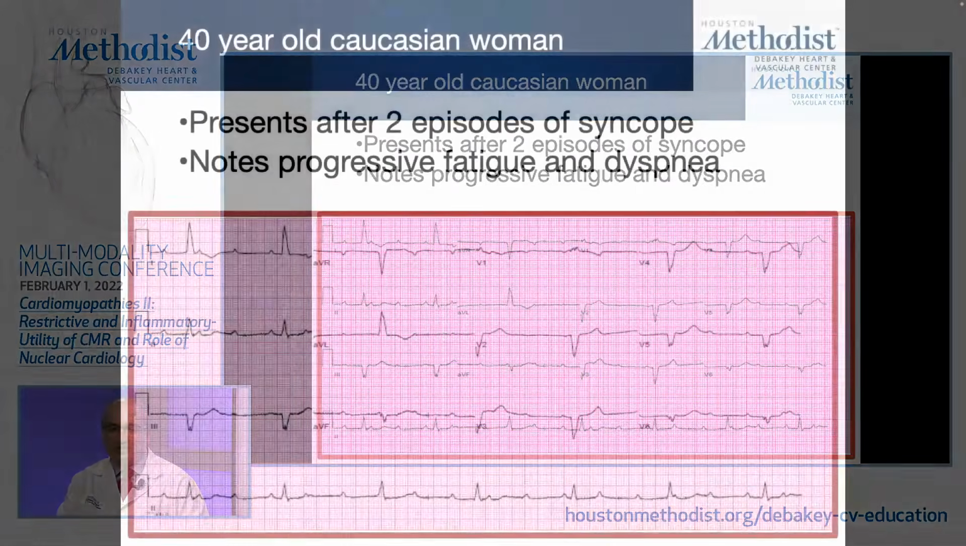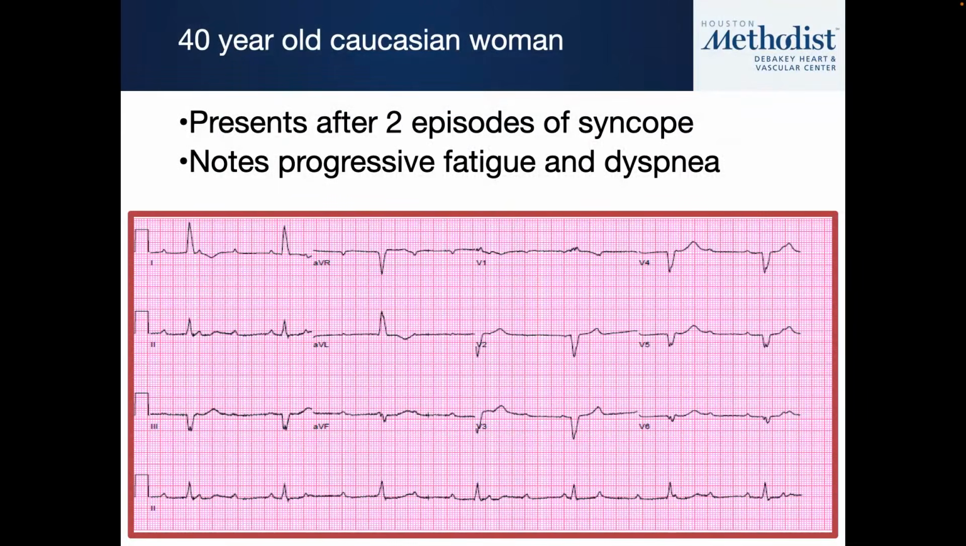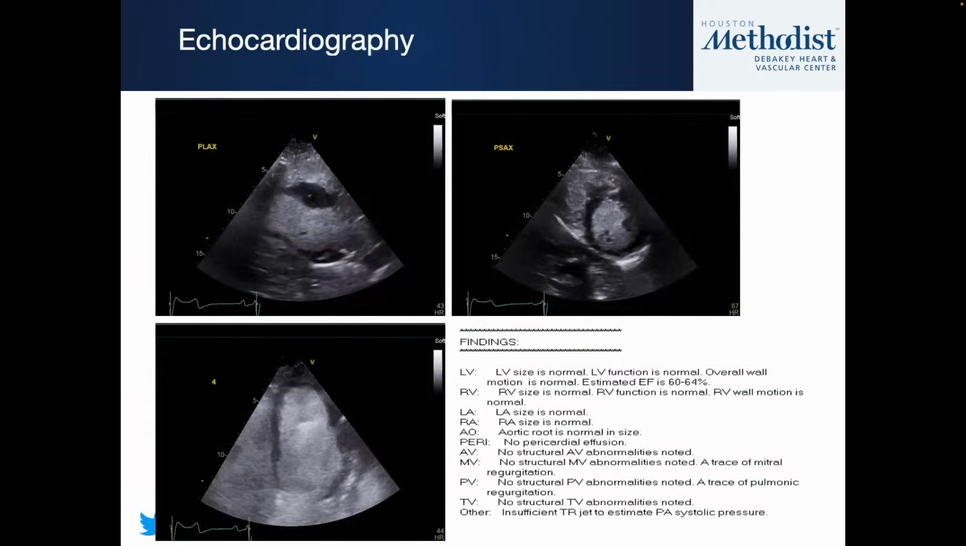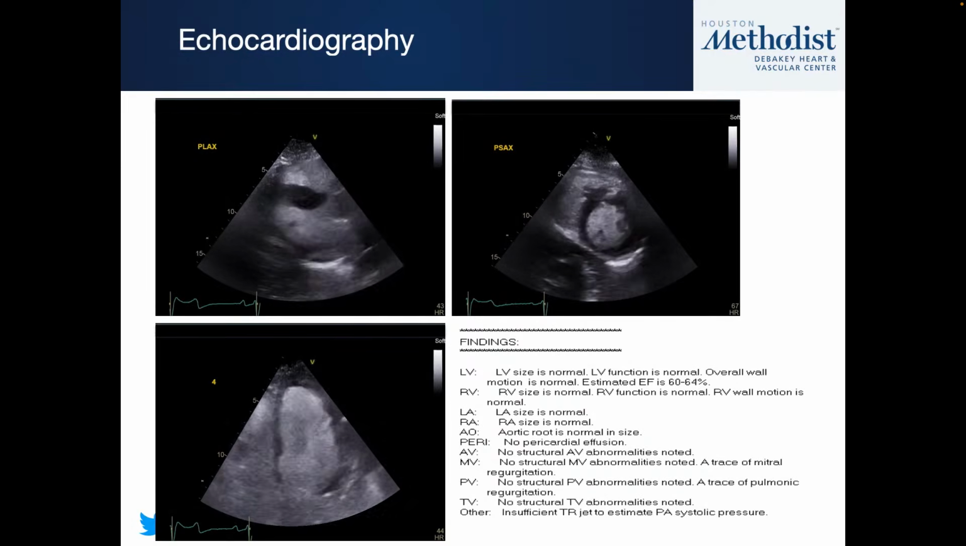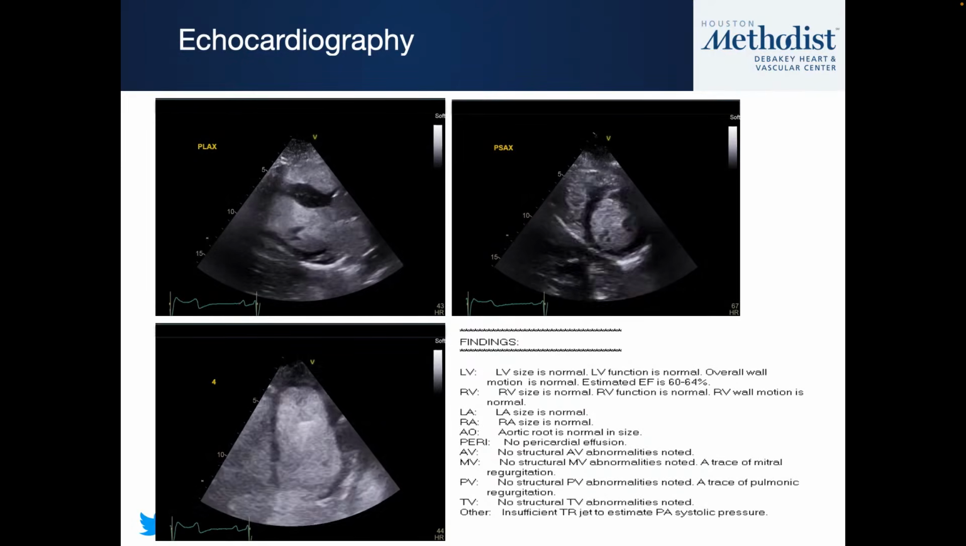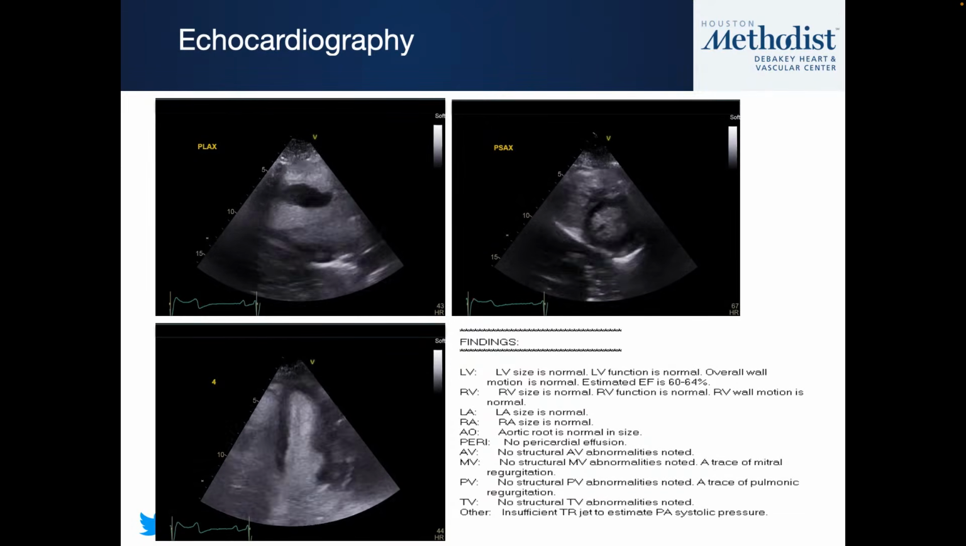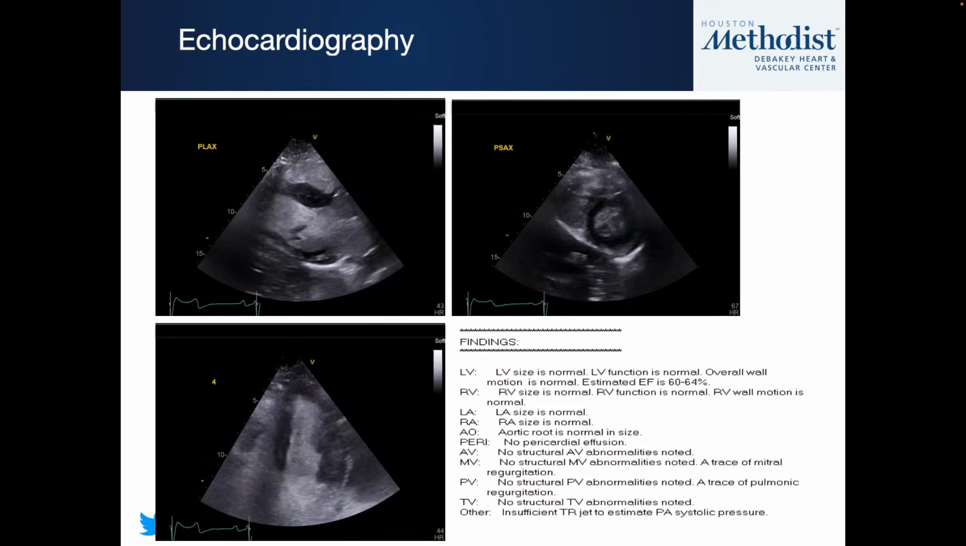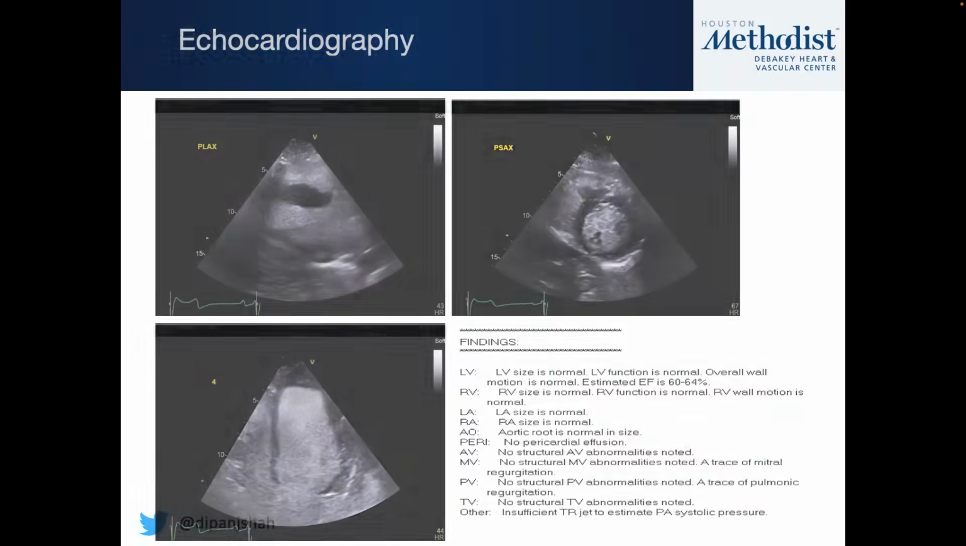Her initial electrocardiogram is shown here, and you'll notice that this person has evidence of complete heart block. The P waves and the QRS complexes are completely separate from each other, and the QRSs are going at a much slower rate. Here's the echocardiogram that's performed, and this is done with contrast, which shows normal LV function, although there is a little bit of a hint of an increase in wall thickness here in the basal septum.